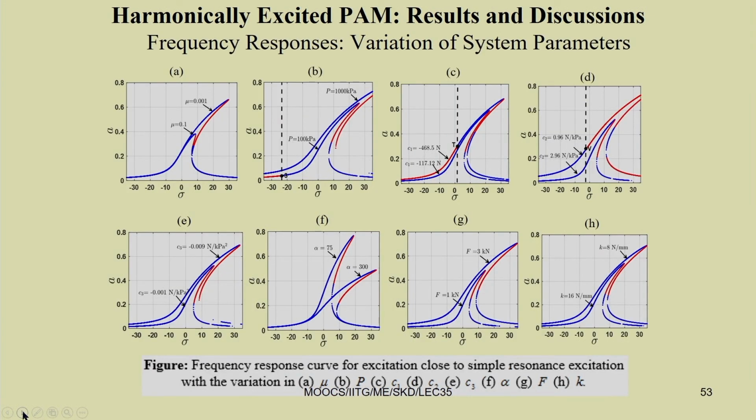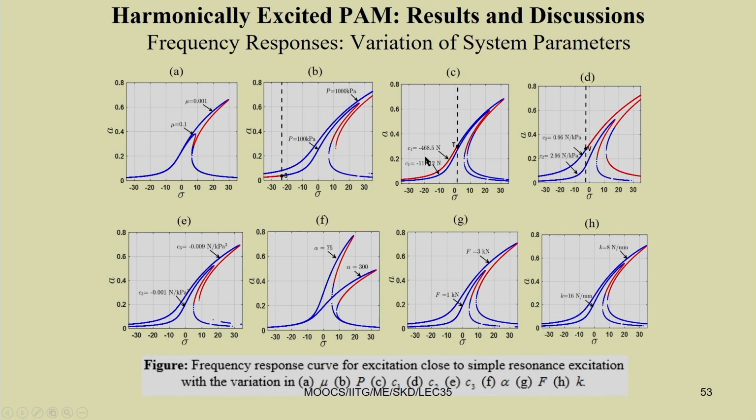For different system parameters, these things have been studied, the frequency response variation with the different system parameters. For example, in this case we have taken two values of mu, that is damping. With damping it is reduced, you can see. Then with different pressure, 100 kPa and 1000 kPa. By applying this higher pressure, you just see this is the response plot. The inside plot is for 100 kPa and the outside plot is for the higher pressure.